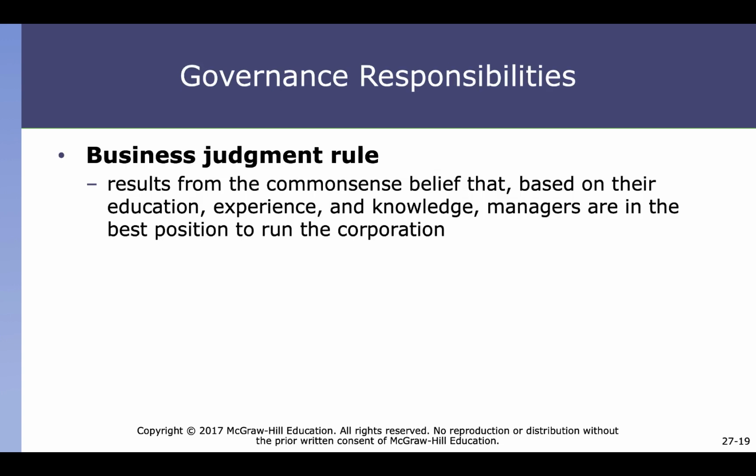So first, the business judgment rule results from the common sense belief that, based on their education, experience, and knowledge, managers are in the best position to run the corporation. Under this rule, a court will not interfere with most business decisions. That rule is going to protect managers who act with due care and in good faith as long as their decisions are lawful and in the best interest of the corporation. So courts defer to the business managers under the business judgment rule.